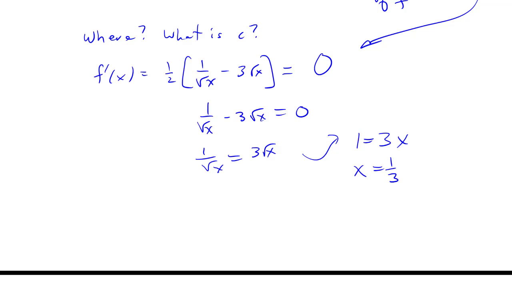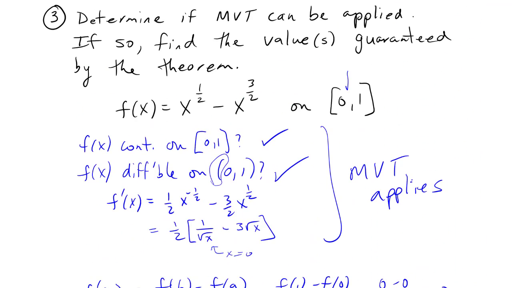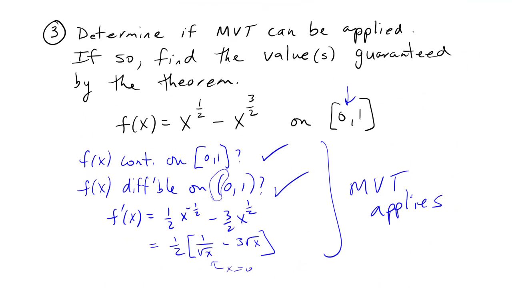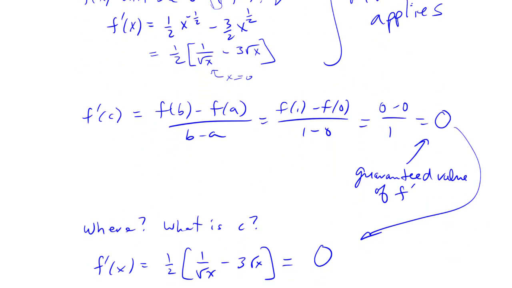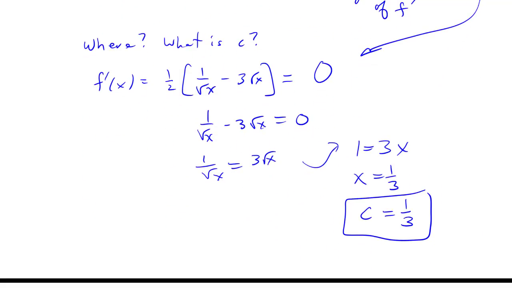And since we only got one value, it should be on the interval. And indeed, it is in this interval. So that is the c value that we were guaranteed. So there we go. We were able to apply the mean value theorem because we did the check. We got the guaranteed value of the derivative to be 0, and we were able to find out that that occurs at c equals 1/3.